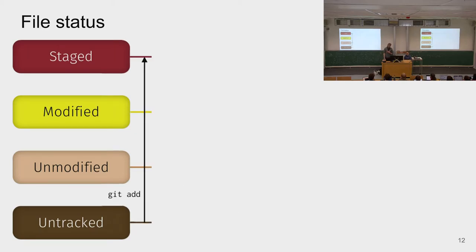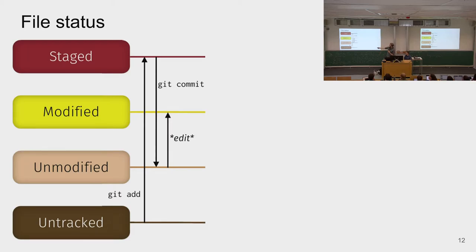Imagine we initialize a Git repository in a directory with a bunch of files. Once we add a file, git add is the command for that, it's going to be staged. Staged means the next time we commit, it's going to be committed, and Git makes a snapshot from it. Once we commit it, Git makes a new commit, and the file we just committed is now unmodified because it's equal to the last version in the repository. So this would be an unmodified file afterwards.